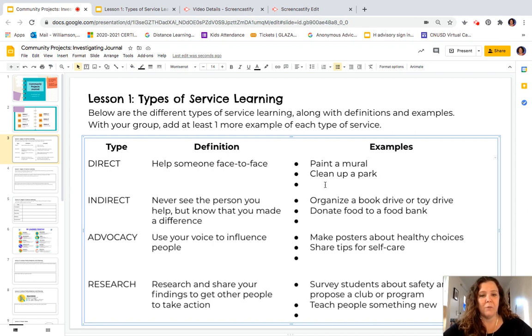So if I'm going to help someone face-to-face, I need to really make sure, especially during times of COVID, that I'm being safe. So I'm going to ask that if you're going to provide direct service, that person lives in your house. So for example, think of someone in your family that might need help right now. So I have small children at home.